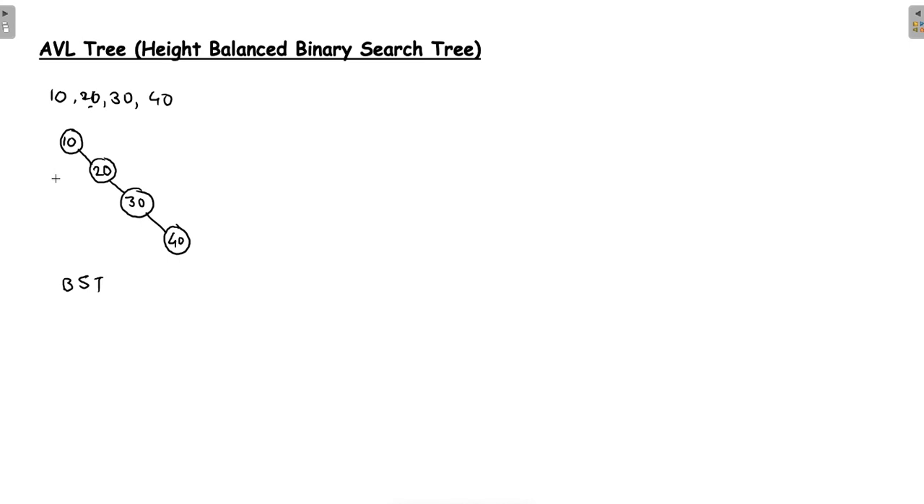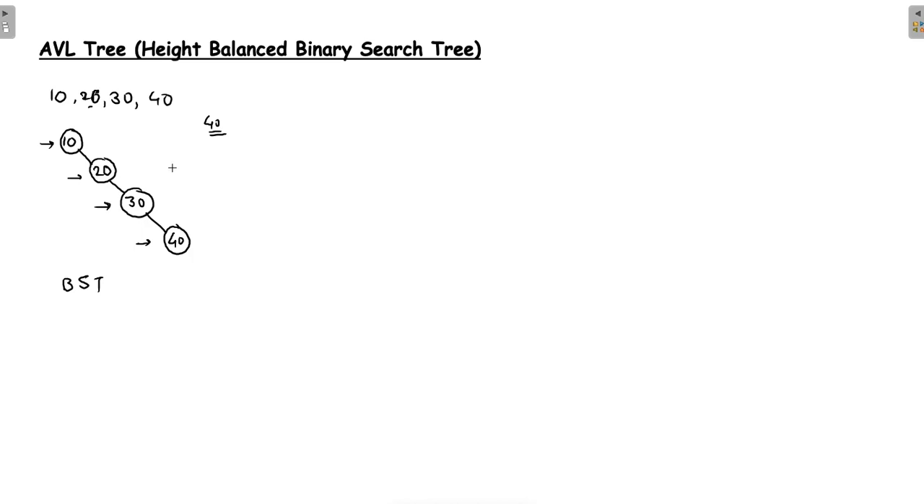But we are using a binary search tree to search a particular element. So suppose now you want to search for element 40. You need to compare with 10, with 20, with 30 and with 40 as well. So you have 4 comparisons. Even though it is a binary search tree, you need 4 comparisons. So it has a high complexity to search that particular element.